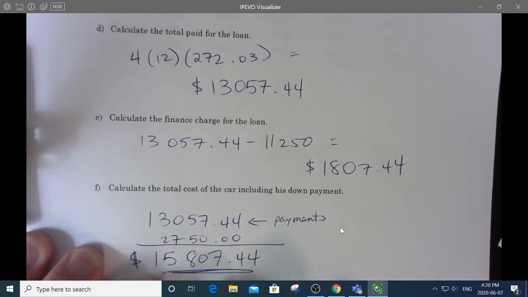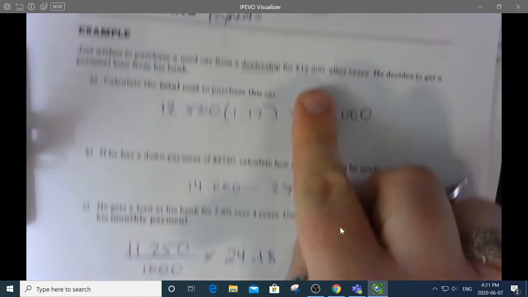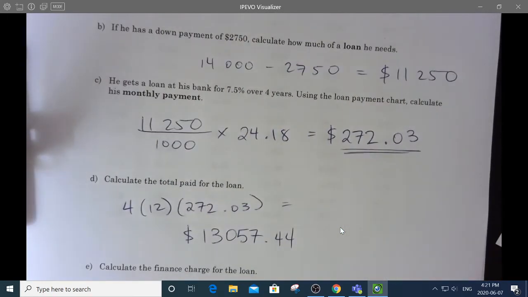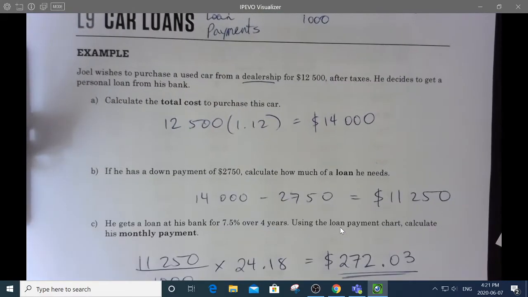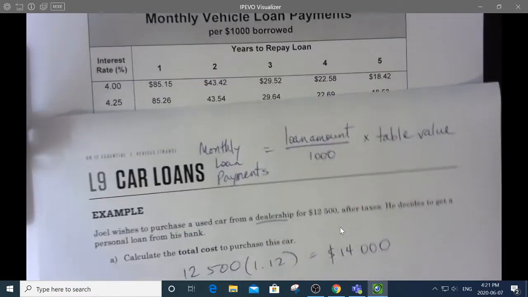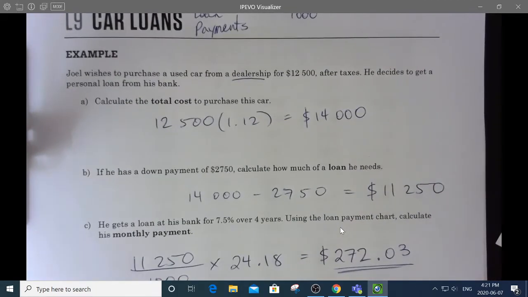Okay? Now, that was for a used car. He ended up paying that for a car that was only worth this. For new cars, it's even more extreme. So remember that borrowing money costs money, even to do something like buy a car. So that's it for examples.